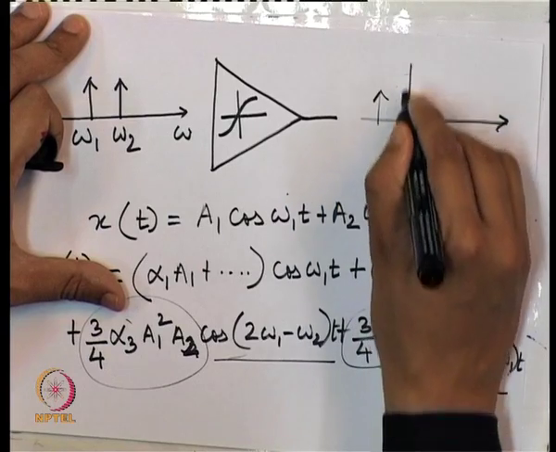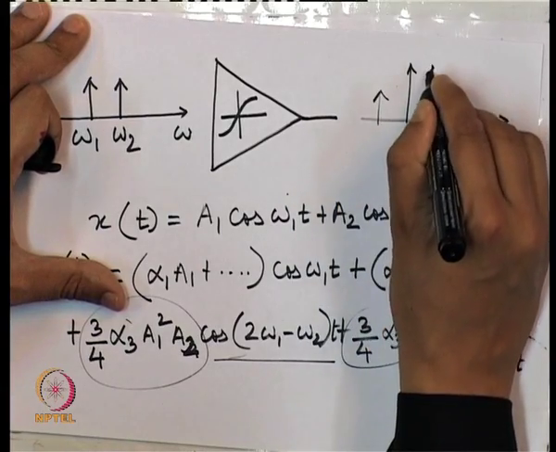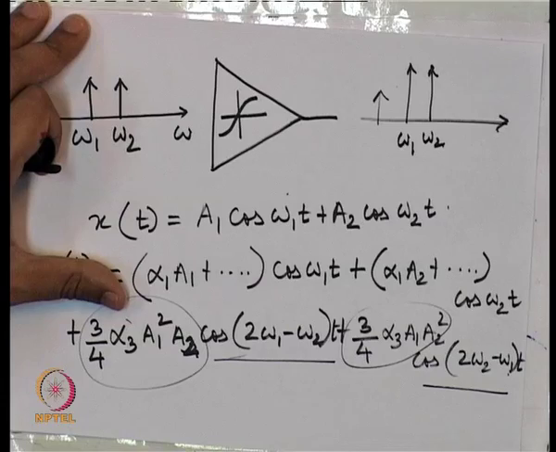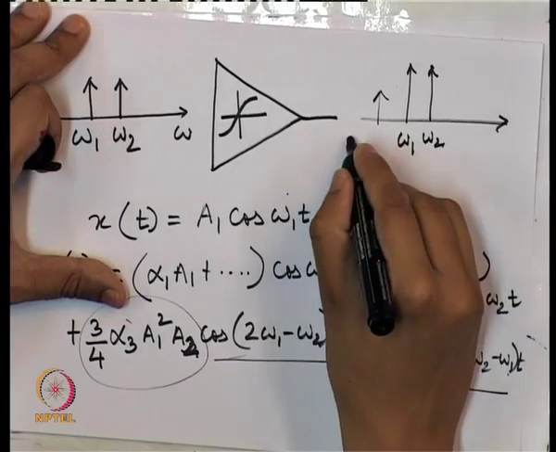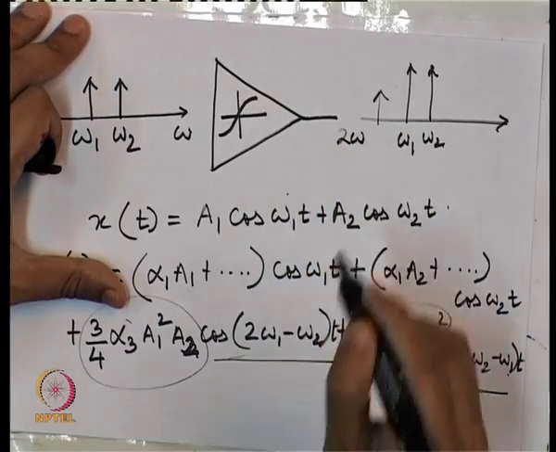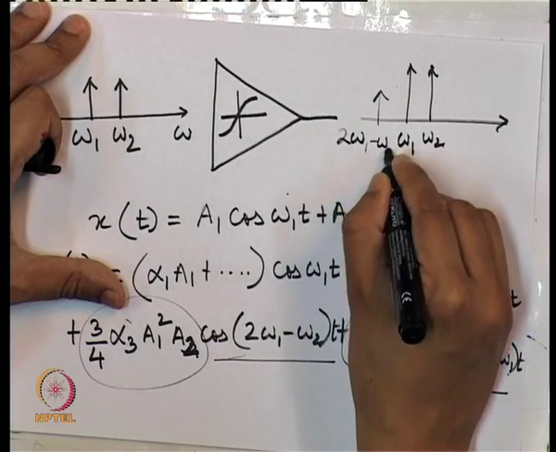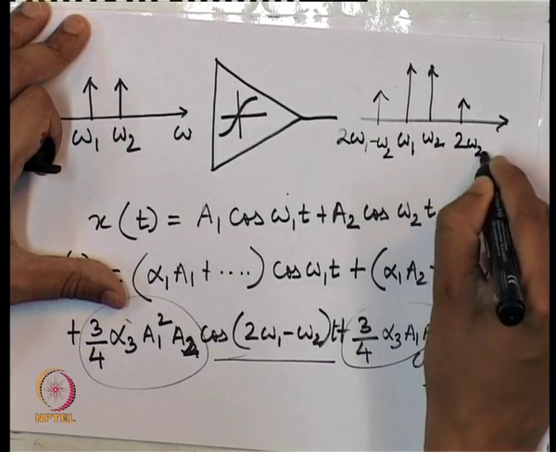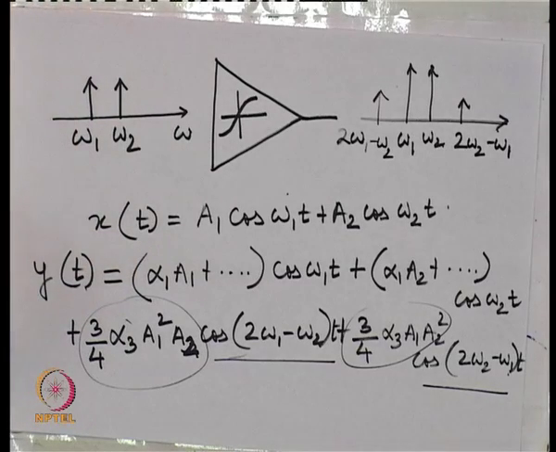Okay, so the output will now look like this. We will continue having our original frequencies at omega 1 and omega 2, and in addition we will also have omega 1 minus omega 2 and yet another frequency at 2 omega 2 minus omega 1. So this is the problem here. Now, the problem with this setup is somewhat like this.